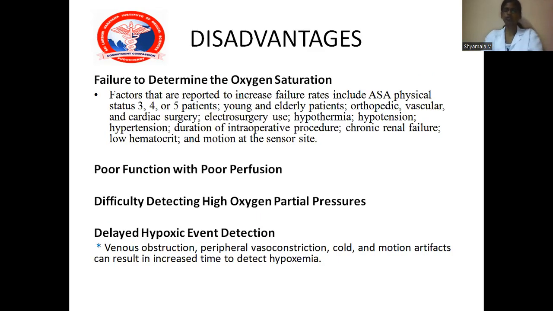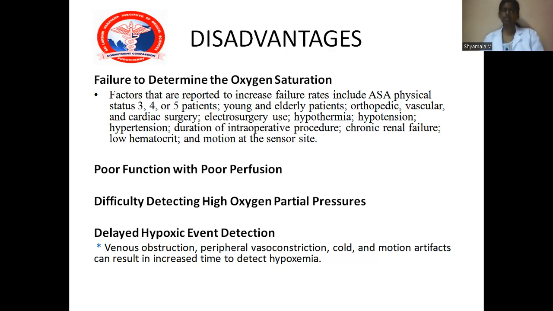The disadvantages of pulse oximetry probe are failure to detect oxygen saturations. The failure rate increases in conditions like ASA physical status 3, 4, or 5, either elderly or young patients, during orthopedic surgery, vascular surgery, electrosurgery use, and during cardiac surgeries. The failure rate also depends upon the presence of chronic renal failure, patients with a low hematocrit value, and motion of the sensor site. It also depends upon the duration of the intraoperative procedures. And failure rate increases in patients with hypothermia, hypotension, and hypertension.